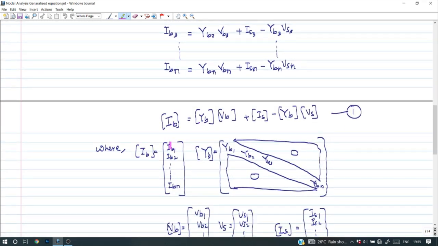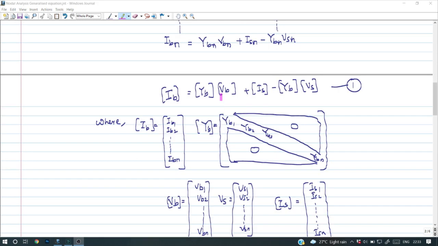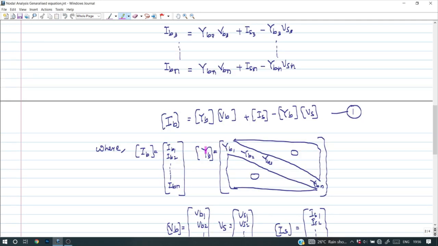Here IB can be represented in this way. It is a column matrix, IB1, IB2, etc. up to IBN, where n is the number of branches here. If n is 6, the size of this matrix is 6 by 1. And similar to ZB in the mesh analysis topic, here YB is known as the branch admittance matrix. The YB matrix contains only diagonal entries. YB1, YB2, YB3, etc. up to YBN are the diagonal entries. All of the off-diagonal entries are zeros.